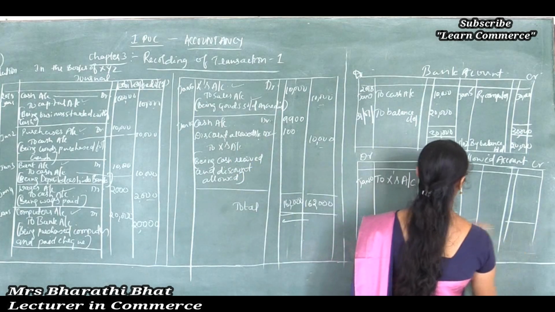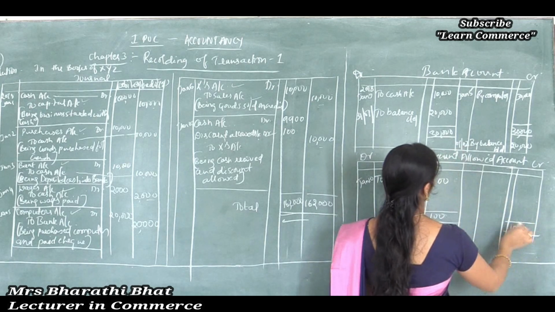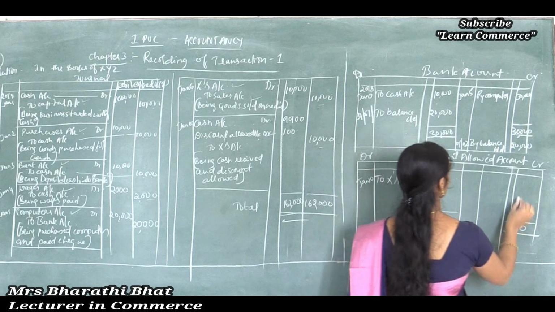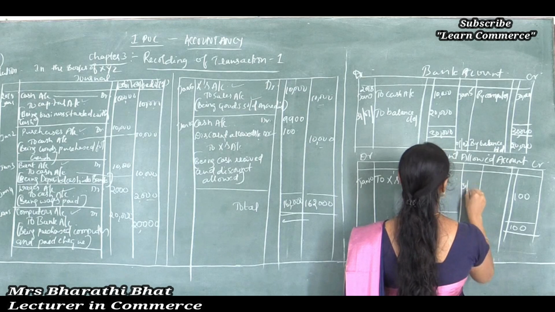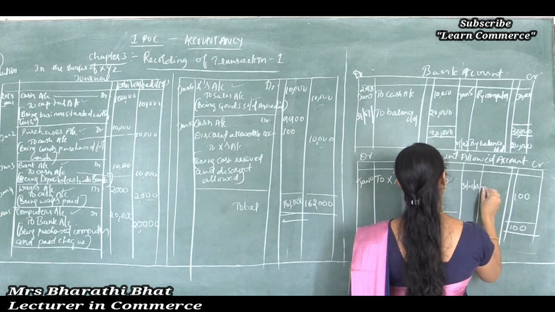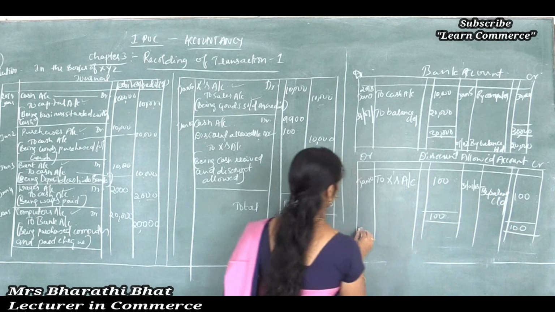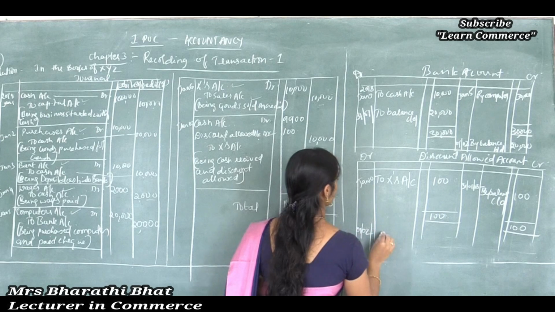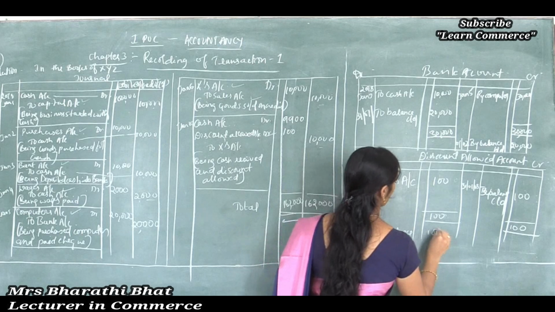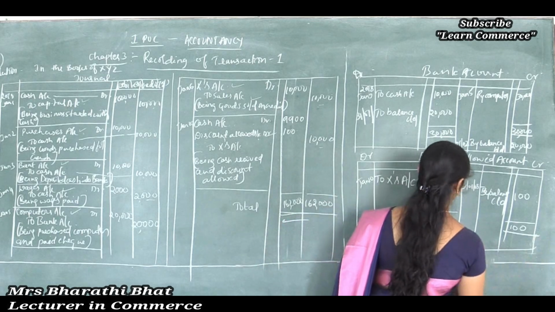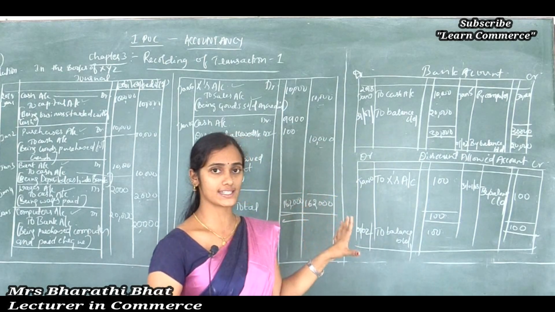So balance this, 100, 100. Okay. So 100 minus 100, 100 minus 0, 100. So as on 31st January, by balance carried down, that same amount should be brought down for the next period as to balance brought down 100 rupees. Clear, right? I hope you understood this process of balancing the accounts.